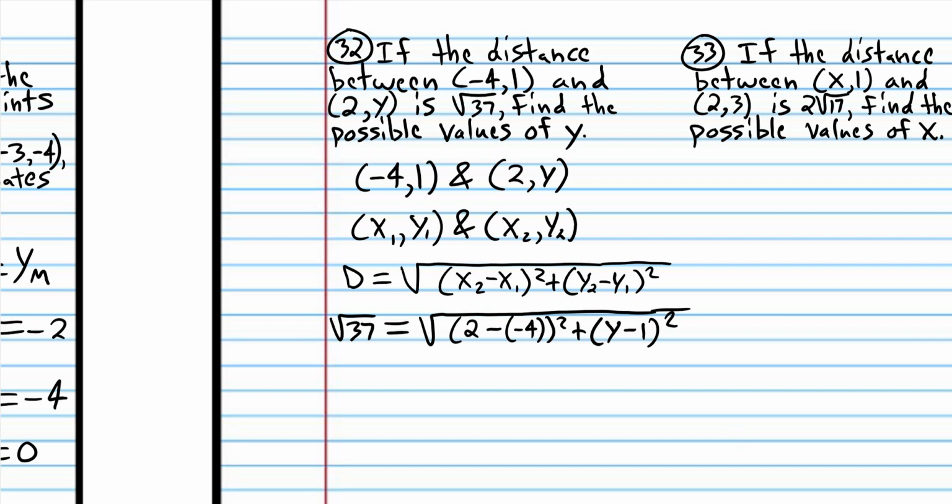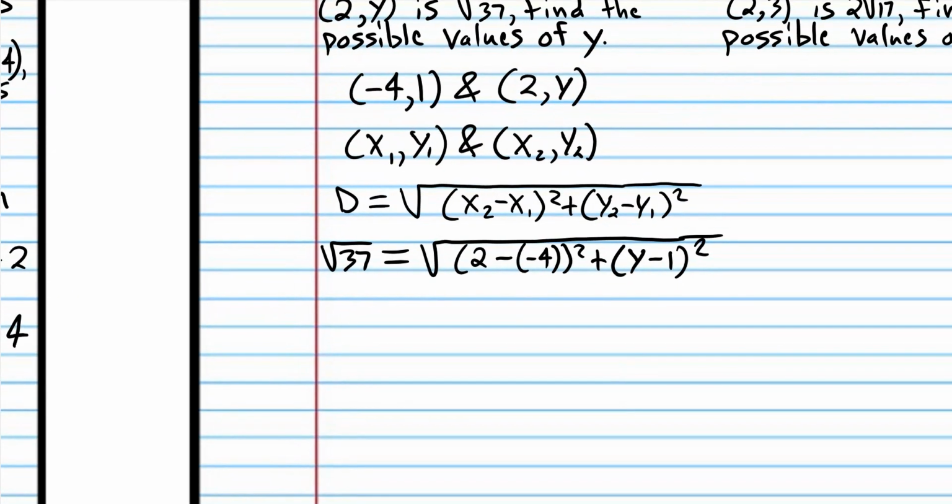So the only difference is we're just plugging in the distance. In the previous problems, we were looking for the distance. Now we're not looking for the distance. We're given the distance, and we're looking for the value of one of the coordinates. So now we just have to solve this equation.